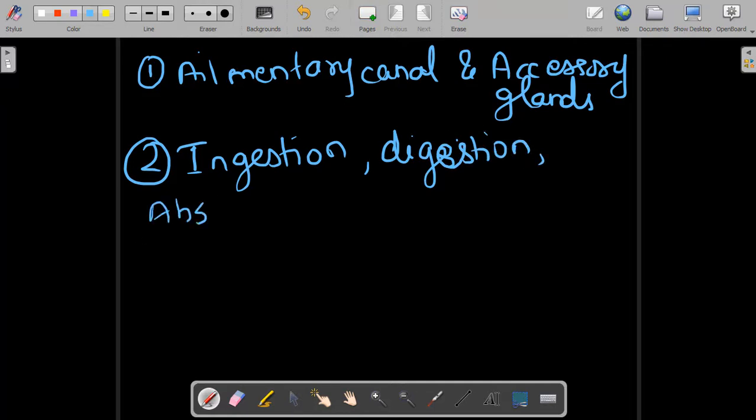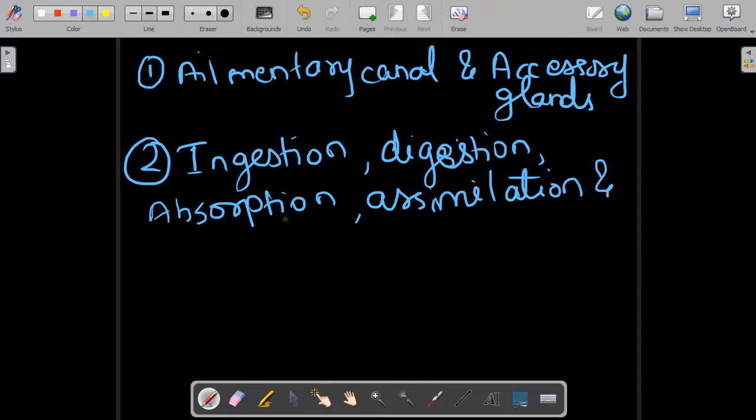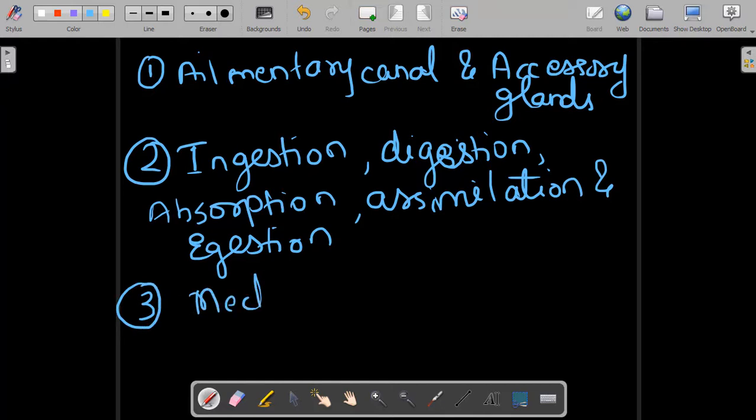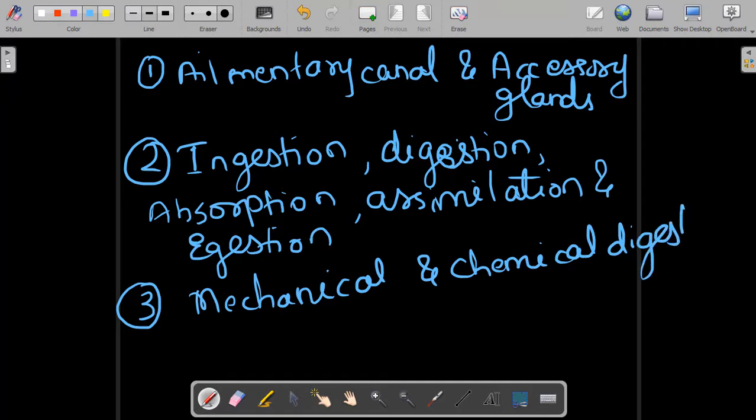absorption, assimilation, and egestion. All this takes place at different parts. There are two types of digestion: mechanical as well as chemical digestion. Remember this point. And then the structure and function of each and every part of the human digestive system.